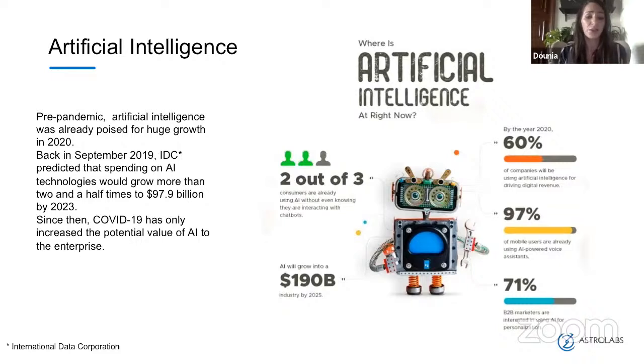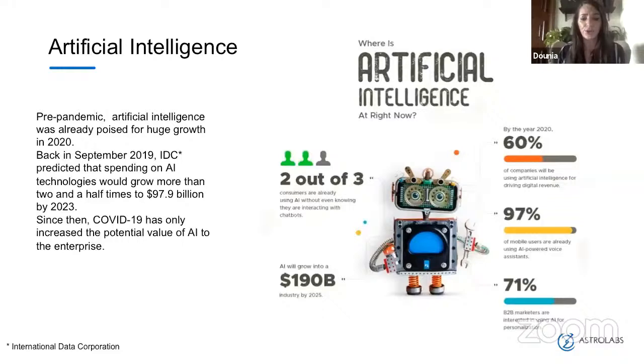Well, again, 2020 just really made everything a lot faster. Pre-pandemic, artificial intelligence was already poised for huge growth. In September 2019, the IDC, the International Data Corporation, predicted that spending on AI would grow more than 2.5 times to 97,000 billion by 2023. These are big numbers, not unrealistic numbers. Since then, COVID has only increased the potential. I'll show you a couple of examples of what I mean by AI.